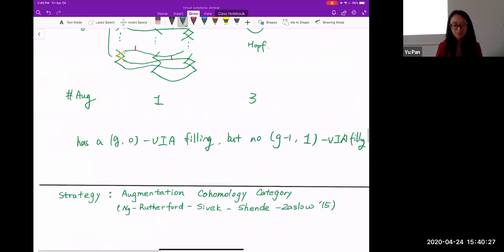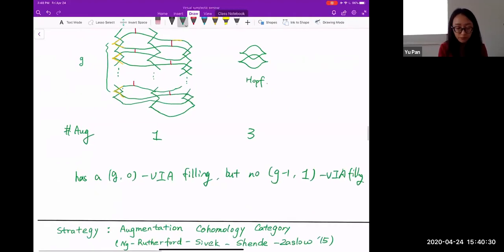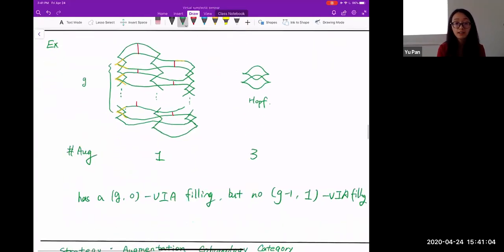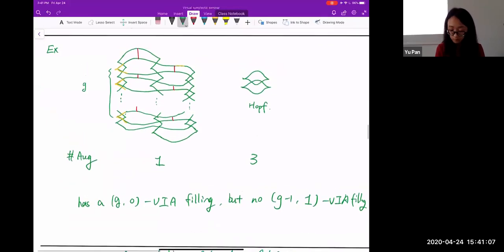All right. Cool. And for this example, I think what Owens and Strle, in that paper, they computed some invariant about the number of immersed points in the immersed filling. And in their paper, they only computed some small crossing knots, but not bigger ones. So I cannot tell whether they can do something more general like the example I gave here. All right. Cool. Any other questions?